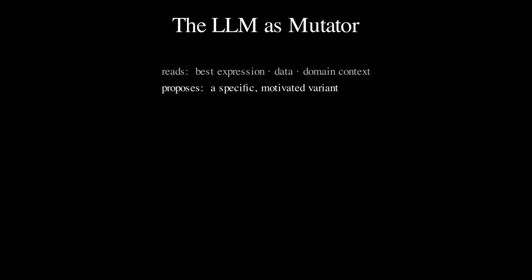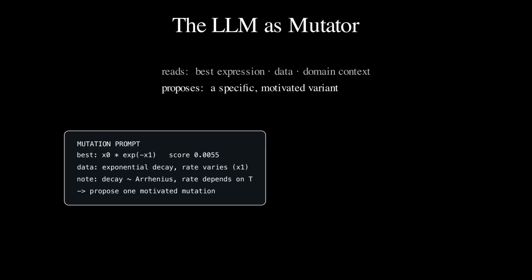A language model, as the mutation operator, changes that. Instead of a random tree edit, the model reads the current best expression, the data, and domain context, and proposes a specific, motivated variant. Here is a mutation prompt. The current best is x0 times e to the minus x1 with its score. The data looks like exponential decay, whose rate varies between samples. A retrieved note adds that decay rates in biology often follow Arrhenius kinetics, where the rate depends on temperature. Propose one mutation that might capture this.